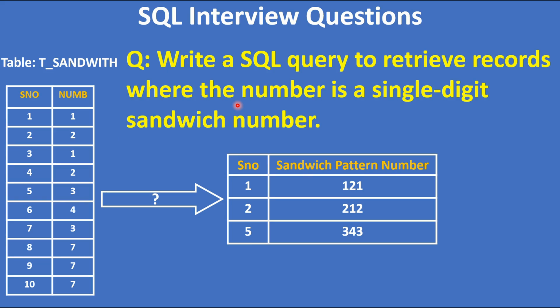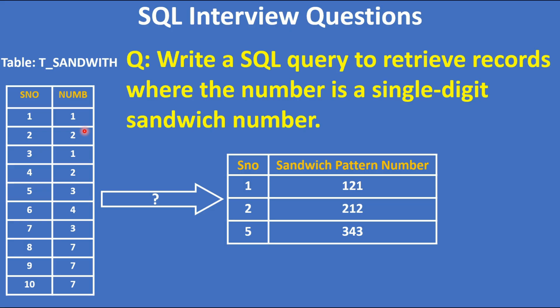In this video, I am going to talk about one of the interview questions as part of this SQL interview question series. Here is the question. Write a SQL query to retrieve records where the number is a single digit sandwich number. This is the table name T_SANDWICH with two columns, S_NUMBER and NUMB. S_NUMBER is the serial number and NUMB is the list of all the numbers.